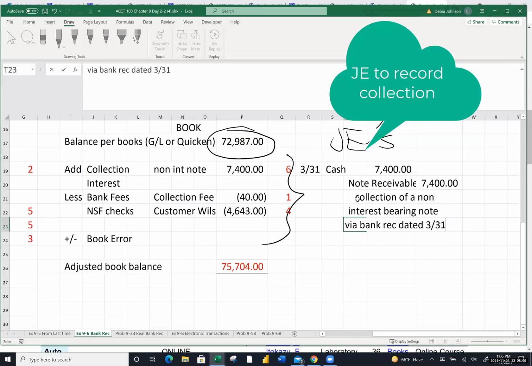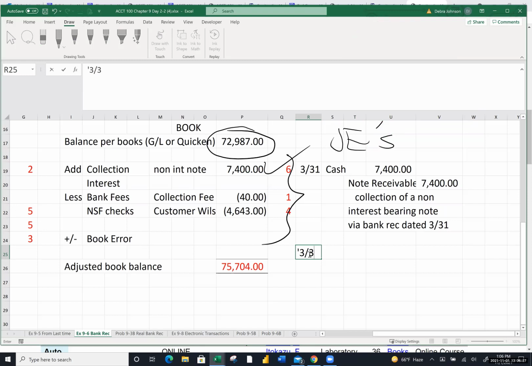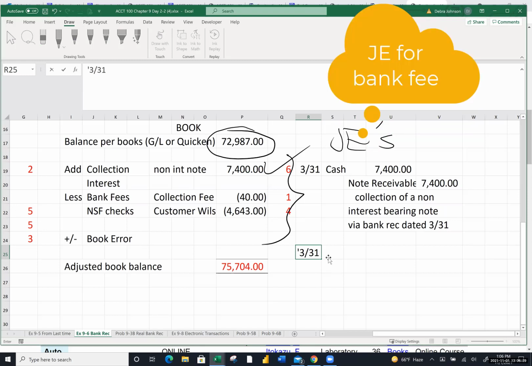Now, I know you guys don't have to put descriptions on Connect, but again, I don't think you're always going to be working in a Connect environment, so it's good to create those habits now. Okay, so I'm going to check this one off. I got that one. Next one on 331 is a bank fee here.